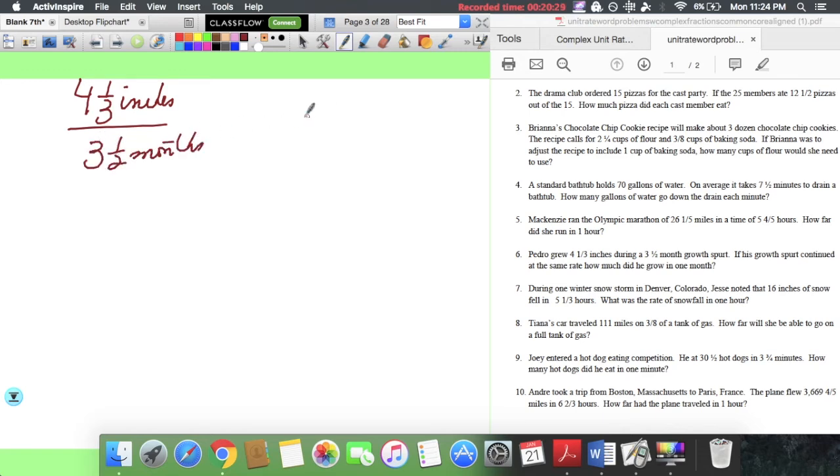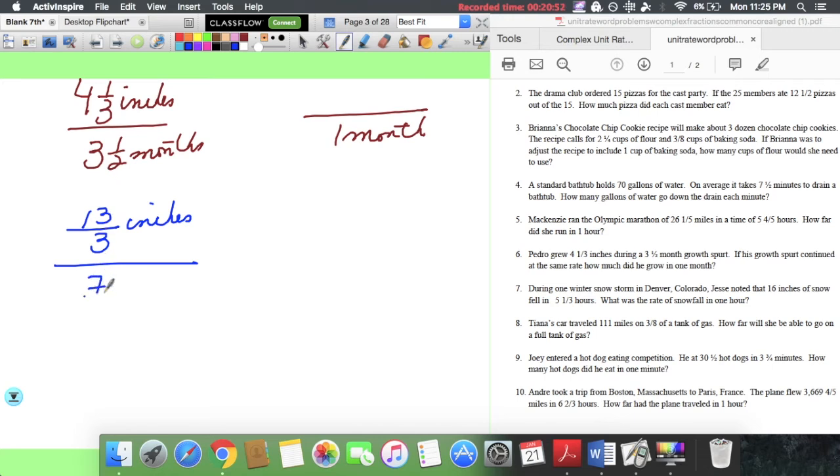We want to find out what was his growth rate every month, right? Since we're doing this complex fraction, I'm going to change this. So 3 times 4 is 12, so another way of writing that is 13/3 inches over, 2 times 3 is 6, 7/2 months, right? And I'm going to change that to 1 month. So I just rewrote the problem. And well, let's take care of it.